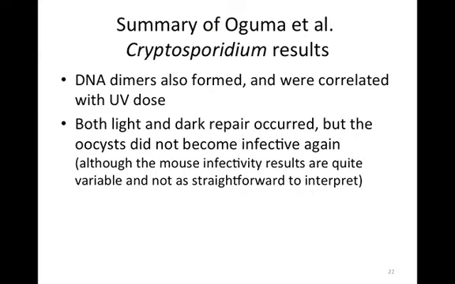Okay, so they did similar experiments with cryptosporidium, and they also found evidence that dimers were formed and that those dimers were correlated with the UV dose. But they also gave the cryptosporidium time to repair, either in the light or in the dark, and they observed repair, but they did not observe evidence that the oocyst became infective again.